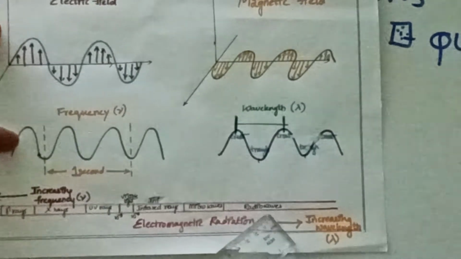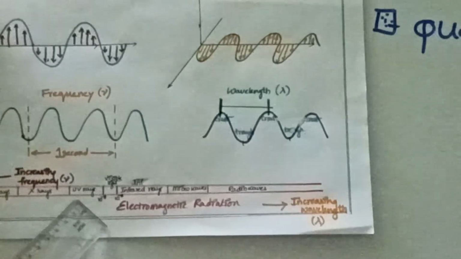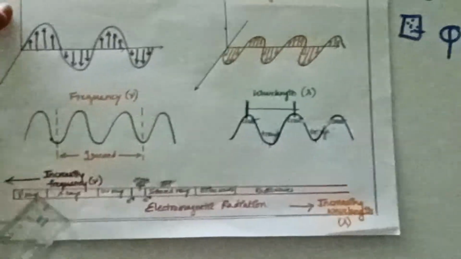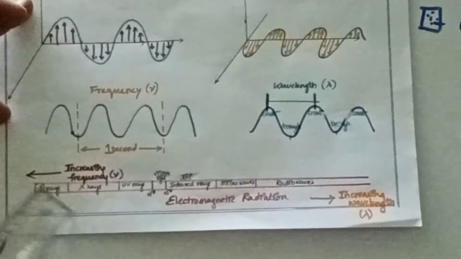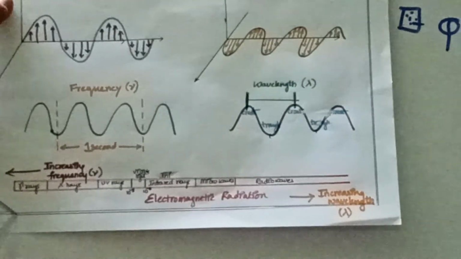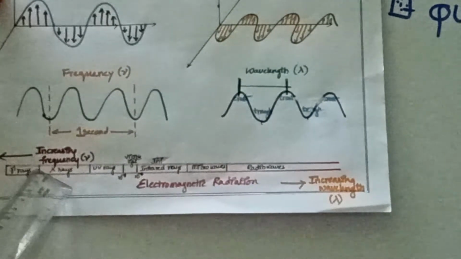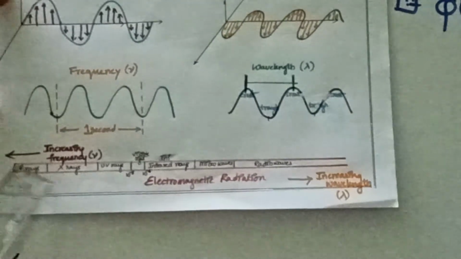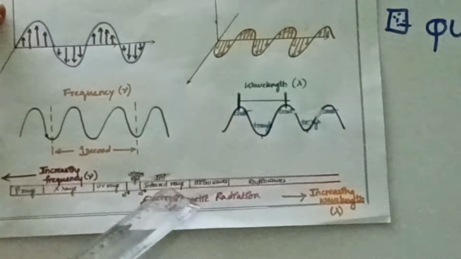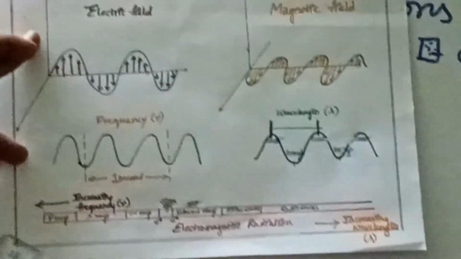Their wavelength is greater than that of the violet color. Just before violet we find UV radiations, ultraviolet rays. Next, X-rays, gamma rays and cosmic rays are on the left hand side. They have less wavelength and more frequency. The frequency increases in this direction and decreases in this direction. Next, the wavelength increases in this direction and decreases in this direction.